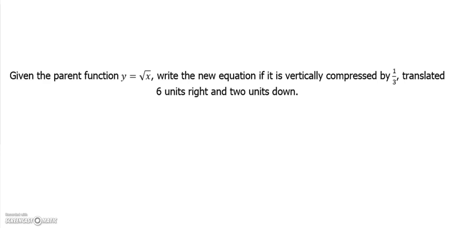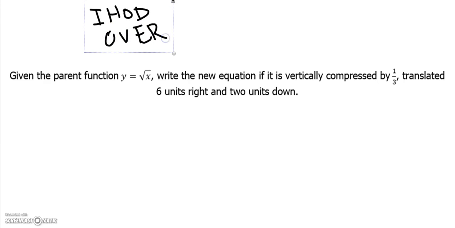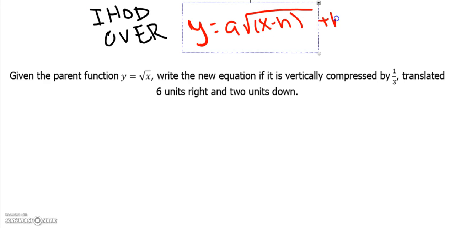Given the parent function y equals square root of x, write the new equation if it's vertically compressed by 1/3, translated 6 units to the right and 2 units down. So remember that the square root function is going to use our normal shape. And also remember that the basic form for this will be y equals a square root of x minus h plus k on the outside.